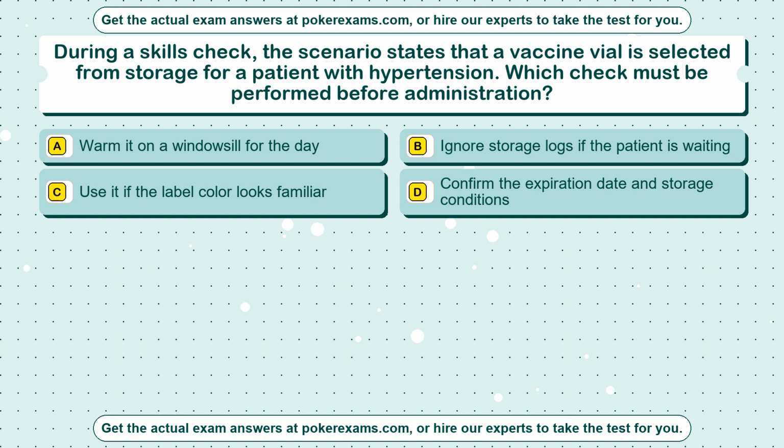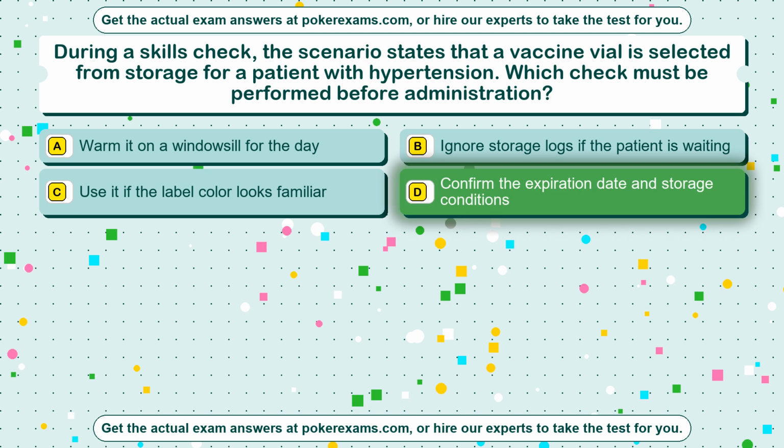Ignore storage logs if the patient is waiting. Option C. Use it if the label color looks familiar. Option D. Confirm the expiration date and storage conditions. The correct answer is option D. Confirm the expiration date and storage conditions.